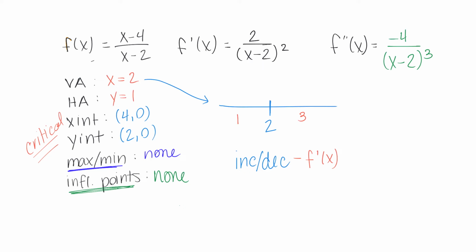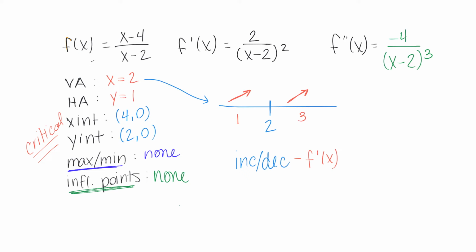2 over 1 is positive. So this is increasing, going into my vertical asymptote. I'm going to plug this 3 into my first derivative. 3 minus 2 is 1, 1 squared, 2 over 1, so increasing as well. So I'm going to get increasing on both sides. I don't know that we've encountered that. I've told you it was possible, but I don't know that you were listening.